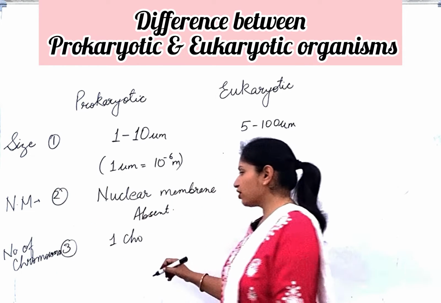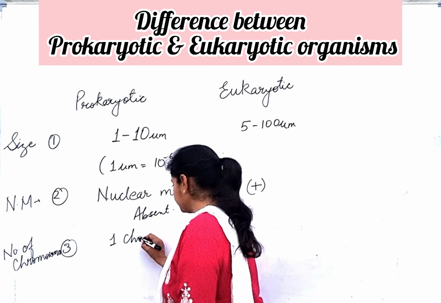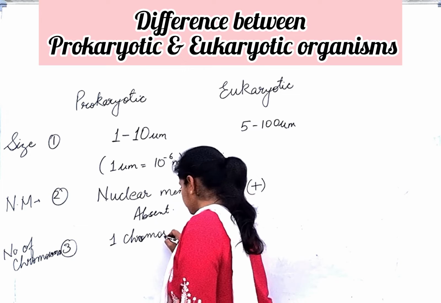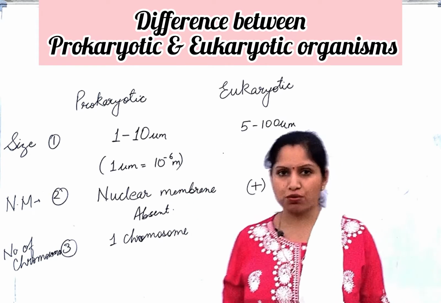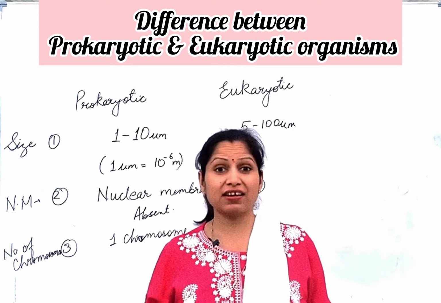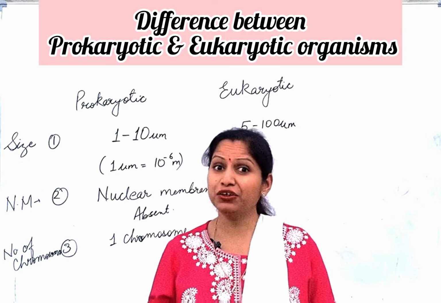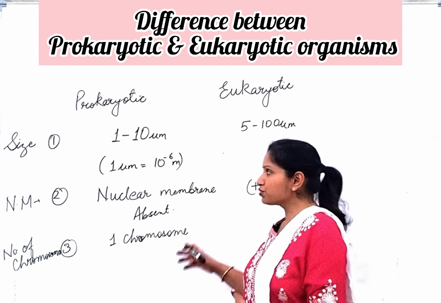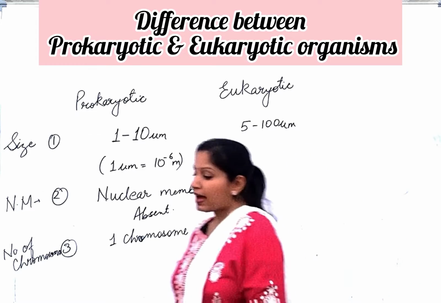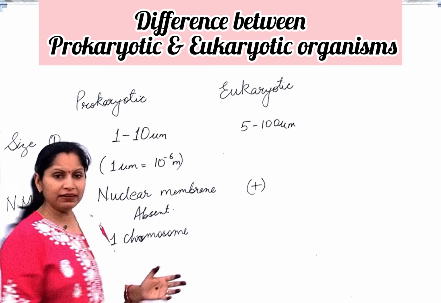And in case of prokaryotic organism, how many chromosomes are there? 1 chromosome is there. And in case of eukaryotic organism, many chromosomes are there. For example, in human beings, there are 46 chromosomes. Okay, 23 pairs of chromosomes are there in human beings. So it depends from species to species, but the number of chromosomes in prokaryotes is just 1, and the number of chromosomes in eukaryotic organisms is more than 1.